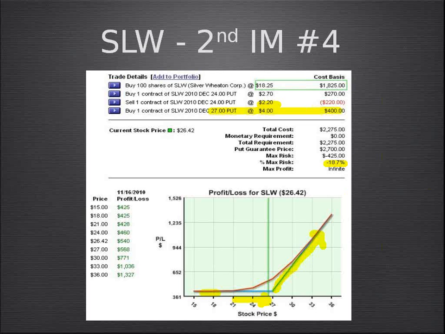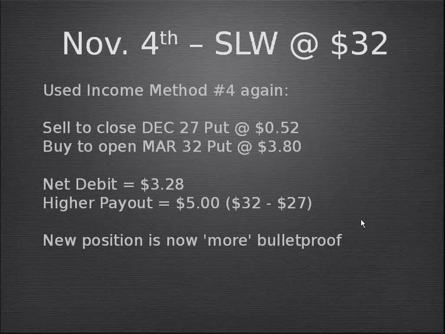Now, the stock's at $26.42, and those of you who track Silver Wheaton know what continues to happen next. The stock moved up to $32 per share. We used income method number 4 again. Now this time, I might have waited too long, I'll be honest with you.